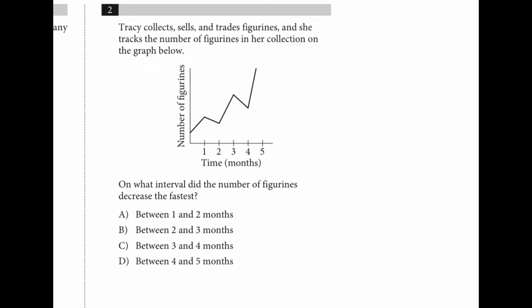Number 2, they asked about the interval that the number of figurines decreased the fastest, so we're looking at the steepest slope going down. So I see there's a couple slopes that go down here, those two. So between 1 and 2 shows up, and between 3 and 4 shows up. The others are definitely wrong because it's not going down. And C, between 3 and 4, is a steeper downward slope.